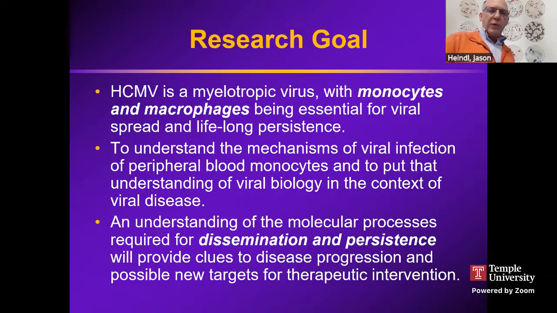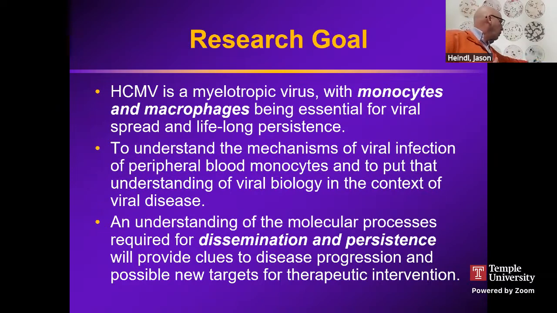So what we're working on, again, getting at the virus and immunology from my first slide, is that CMV is a myelotropic virus. Monocytes and macrophages are really essential. So it's essential for viral spread, viral persistence, and lifelong infection. And like all these herpes viruses, once you get it, you get it for life. You cannot get rid of it. So lifelong persistence becomes a problem.